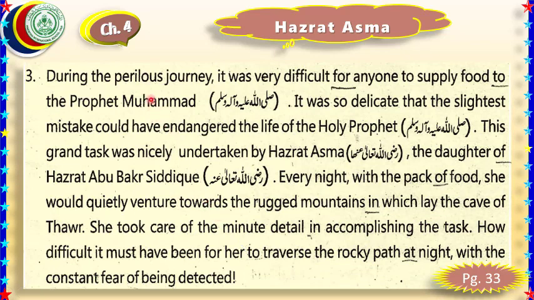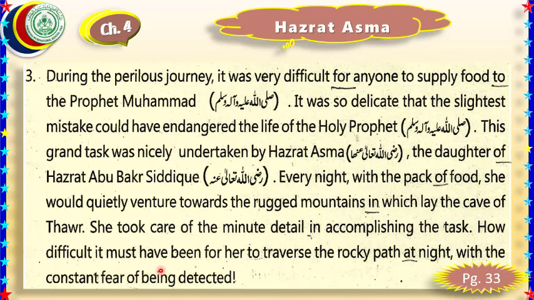Paragraph 3 is, during the perilous journey, dangerous journey, it was very difficult for anyone to supply food to the Prophet Muhammad sallallahu alaihi wasallam. It was so delicate that the slightest mistake could have endangered the life of the Holy Prophet. This grand task was nicely undertaken by Hazrat Asma radhiyallahu ta'ala anha, the daughter of Hazrat Abu Bakr Siddiq radhiyallahu ta'ala anhu. Every night, with the pack of food, she would quietly venture towards the rugged mountains in which lay the cave of Thawr. She took care of the minute detail in accomplishing the task.